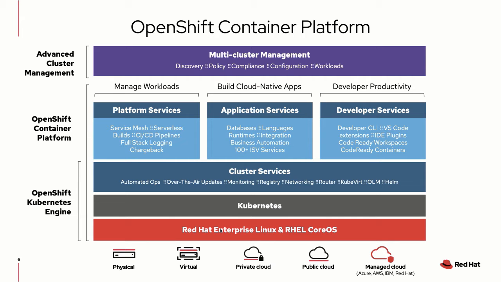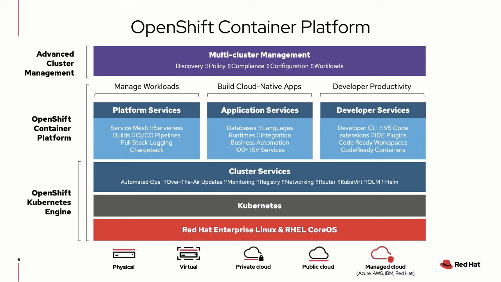Here you can see some of the components that make up the OpenShift container platform. Kubernetes is at the core, and on top of that, there are some cluster services that allow you to do things like have over-the-air updates, additional monitoring, internal image registry, networking, routing, operator lifecycle manager, and Helm.